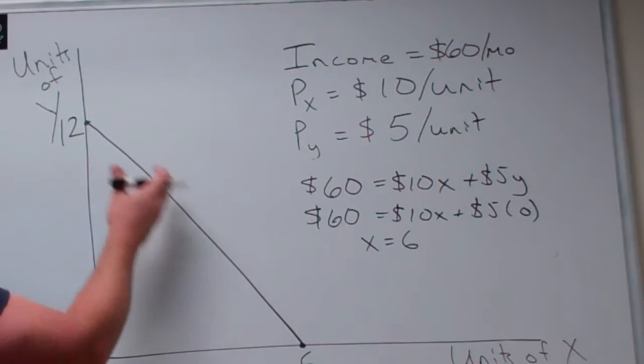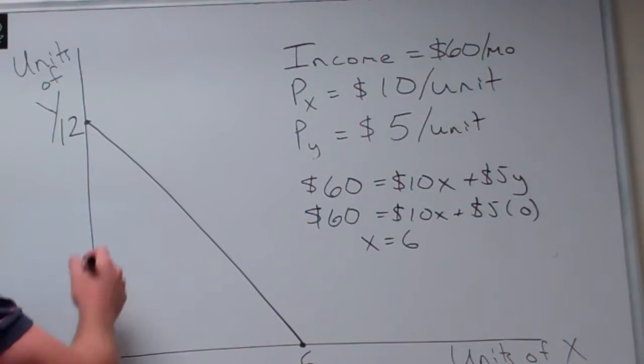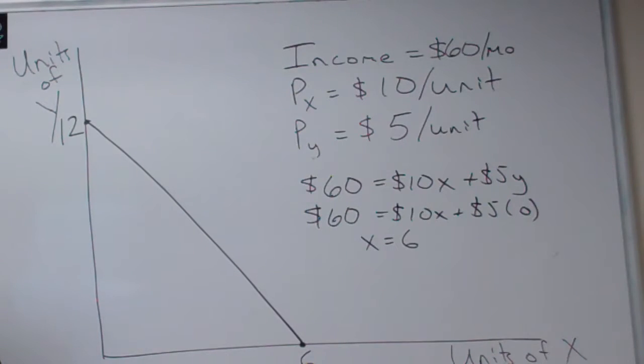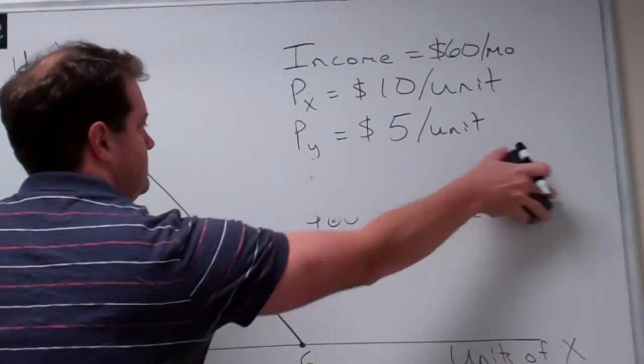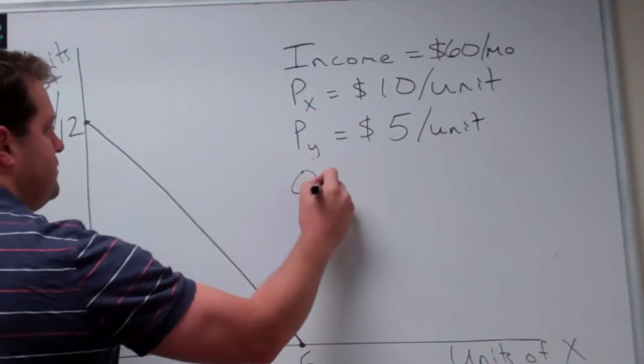So here we've got the consumer scarcity mapped out. Somewhere along this budget constraint, a consumer is going to locate him or herself. They're not going to operate inside the budget constraint because that would be inefficient. They're not going to operate outside of the budget constraint because they can't.